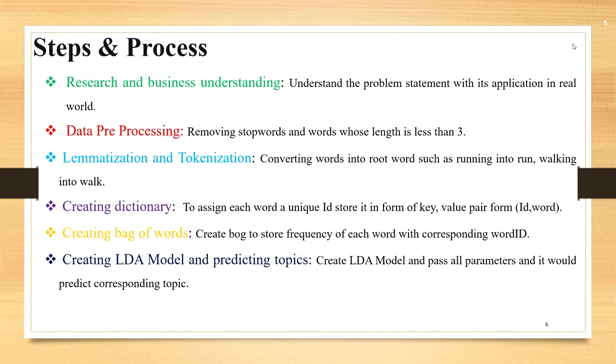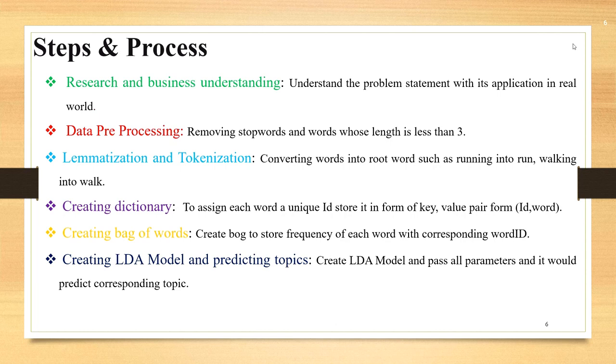So moving on to the steps and the flow diagram of our project. The first one is the research and the business understanding. So let us first understand the problem statement of our project. We will have a paragraph or document which talks about key elements, and we need to predict the topic or the element of the paragraph, and that is the problem statement of our project.